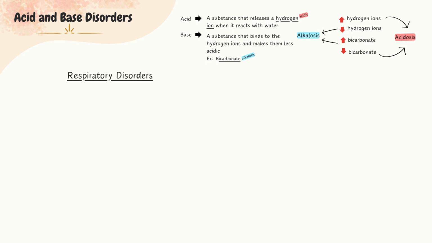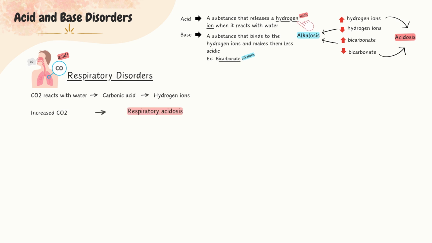The respiratory system maintains the acid-base balance by regulating the carbon dioxide level in the blood. Remember, we talked about an acid is a substance that releases a hydrogen ion when it reacts with water. And guess what is carbon dioxide? It is an acid. When CO2 reacts with water, it produces carbonic acid that breaks down into hydrogen ions. So when a patient is having trouble blowing off the CO2 in the lungs, hydrogen ions accumulate and the body becomes acidotic, and that is called respiratory acidosis.